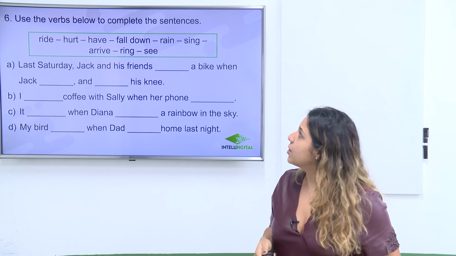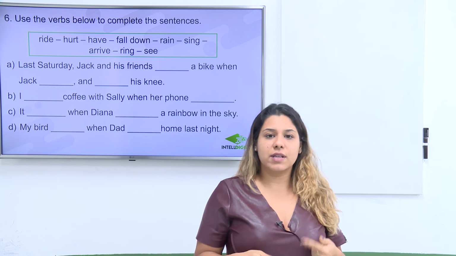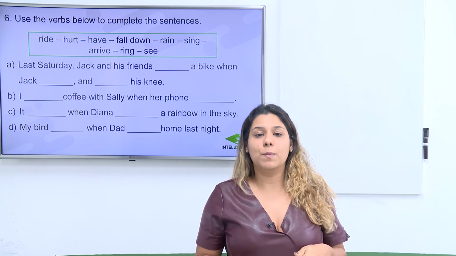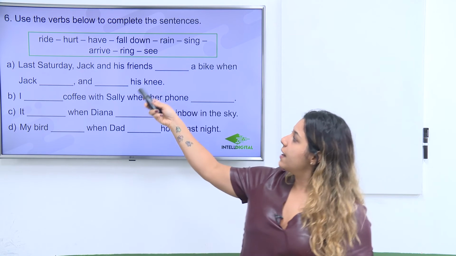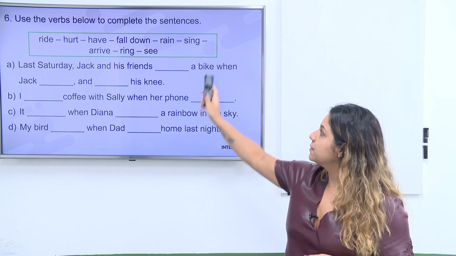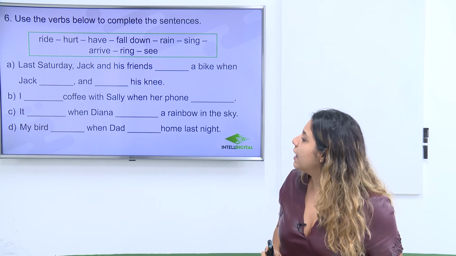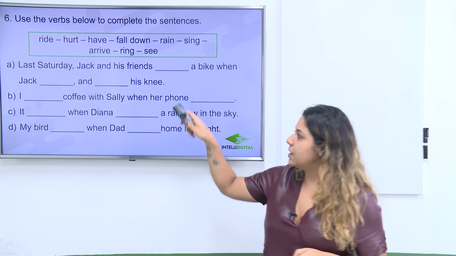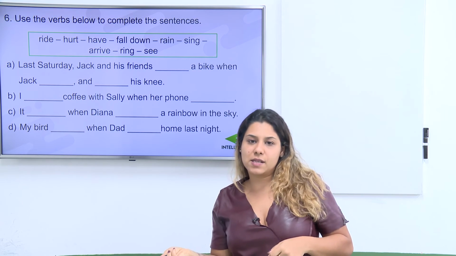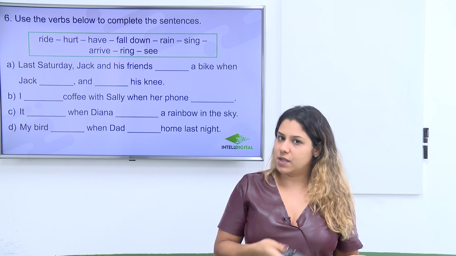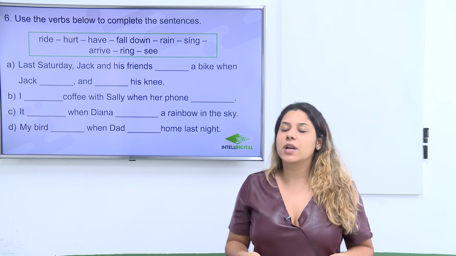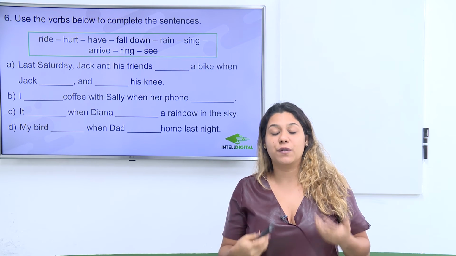Use the verbs below to complete the sentence. So we continue the exercise, okay? Now completing the sentence. Write, hurt, have, fall down, rain, sing, arrive, ring, and see, okay? So we have these options here to complete. So past simple, past progressive, past continuous, and then I'm gonna give you the answers.